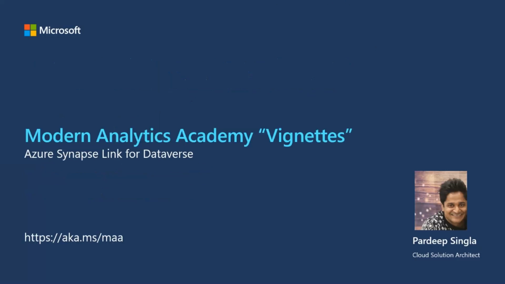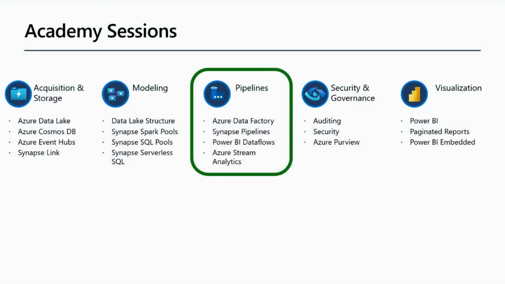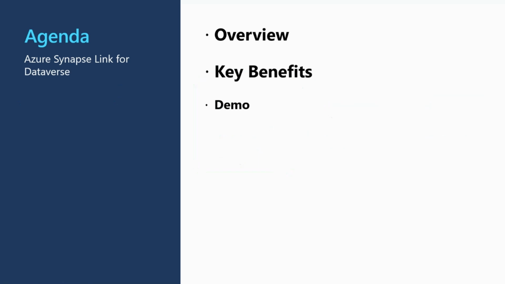So today we're going to talk about Azure Synapse Link for Dataverse, one of the most important features used by a lot of organizations to run near real-time analytics on their operational data. All our Modern Analytics sessions touch one of these five pillars of data analytics, and Azure Synapse Link for Dataverse touches the pipeline one. First, I will give you the overview of Azure Synapse Link for Dataverse. Then we will talk about the key benefits of using it. And then I will give you the demo of how to enable it and how to use it.